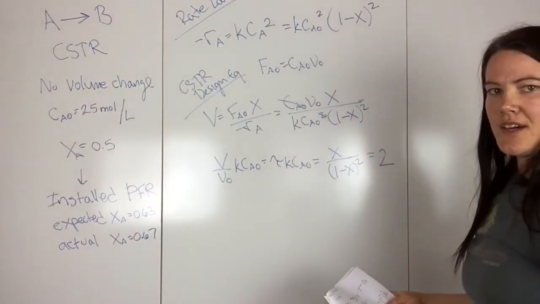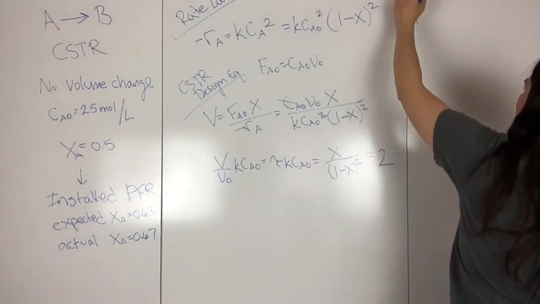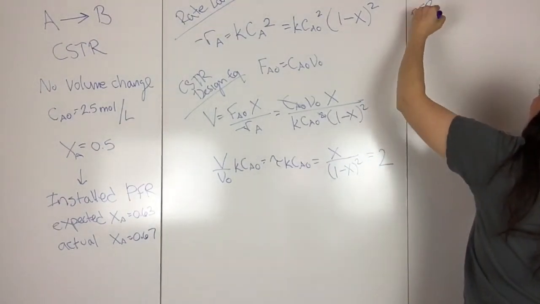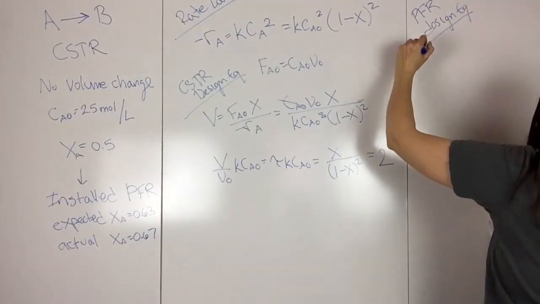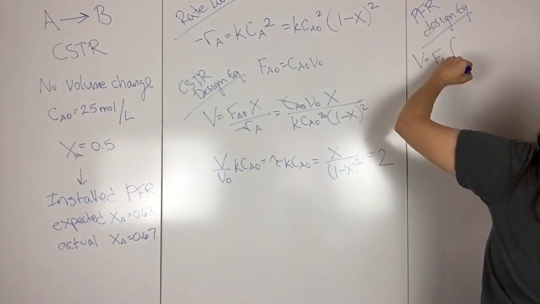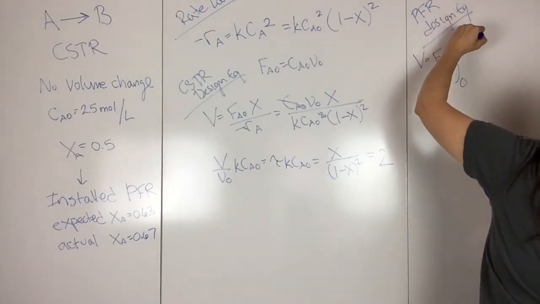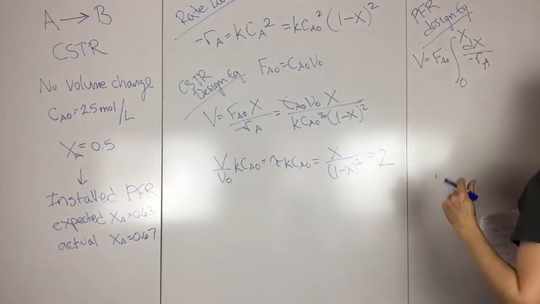So then we can go ahead and finish the PFR. The PFR design equation is V equals FA naught, integral from 0 to x, dx over minus RA.